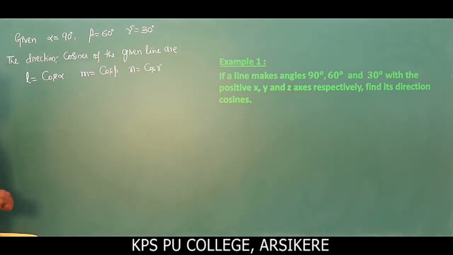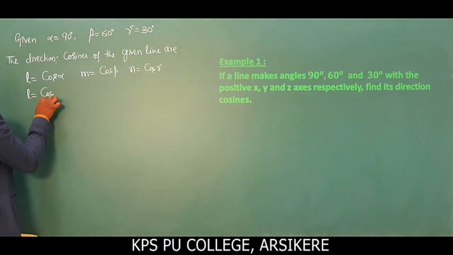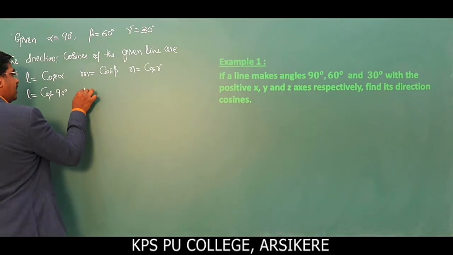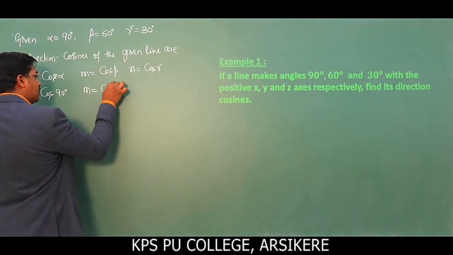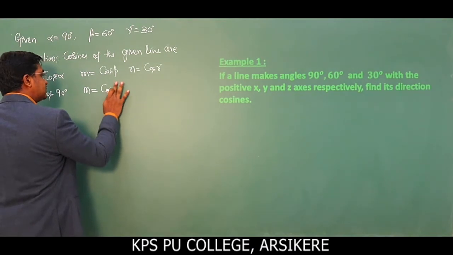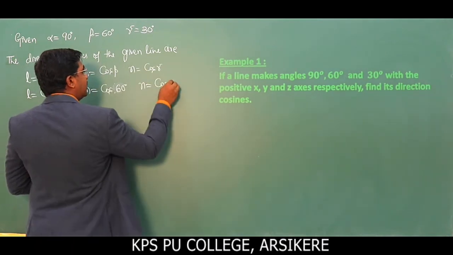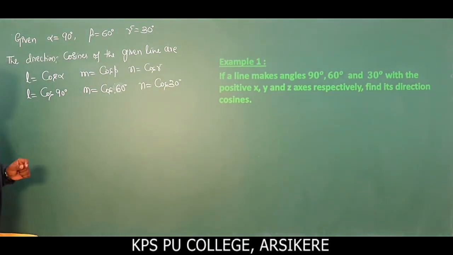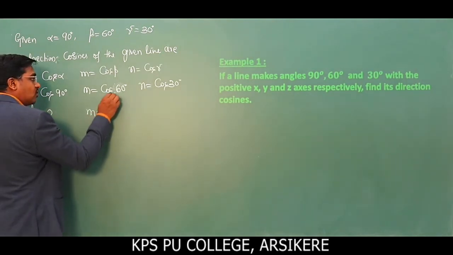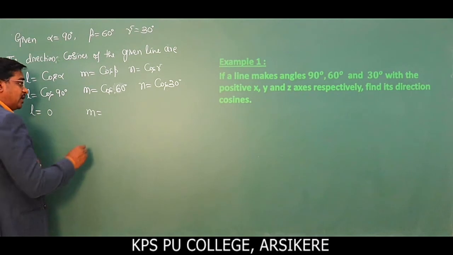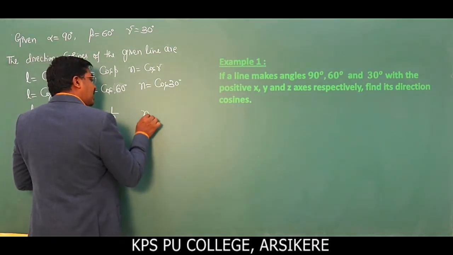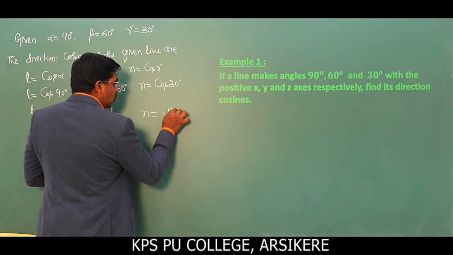Just substitute alpha, beta and gamma in this. So what we obtain here: l is equal to cos of alpha, that is 90 degrees, m is equal to cos beta, and beta is 60 degrees, and n is equal to cos gamma, that is 30 degrees. Now what is cos 90? The value of cos 90 is 0, therefore l is equal to 0, m is equal to cos 60, which is 1 divided by 2, or 0.5, and n is equal to cos 30, which is root 3 divided by 2.